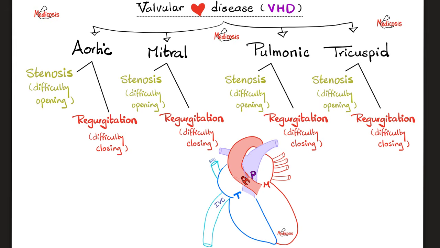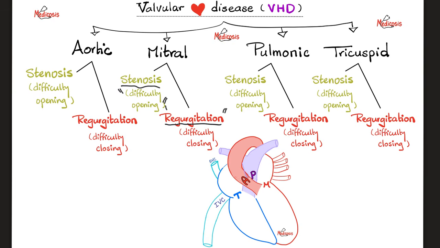Pathologies could be stenosis or regurgitation. So there is aortic stenosis and aortic regurgitation, mitral stenosis and mitral regurge, pulmonic stenosis and pulmonic regurge, tricuspid stenosis and tricuspid regurge. What's the difference between stenosis and regurge? Stenosis is difficulty at opening. The valve did not open properly when it should open properly. What is regurgitation then? It is insufficiency. The valve cannot close properly. So failure to open is called stenosis, failure to close is called regurge or insufficiency.